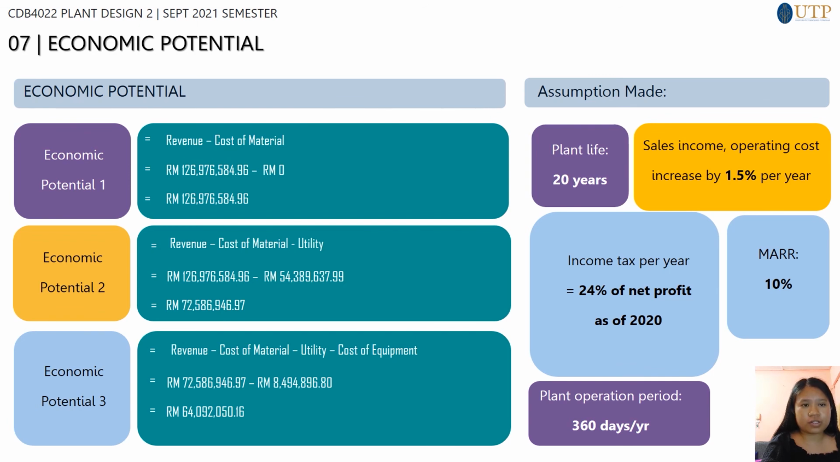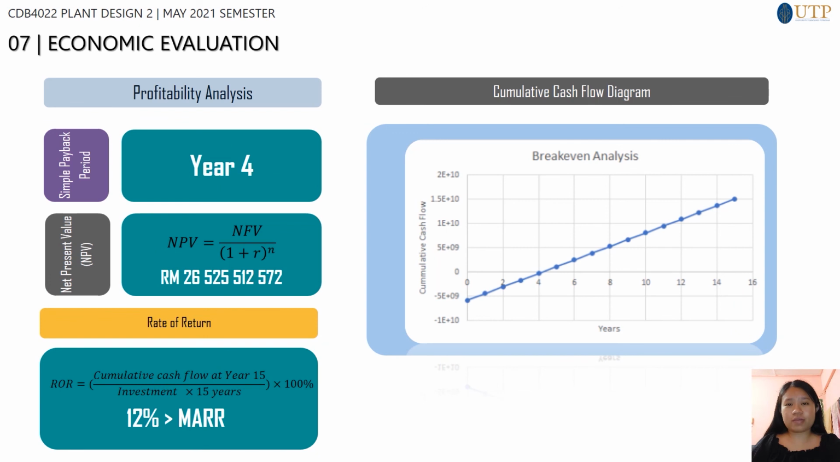First, for economic potential, as the EP3 is still a positive figure, it means that the plant is able to generate around RM64 million per year, which makes the plant profitable and good for investment. Next, for profitability analysis, after plotting the cumulative cash flow diagram, it shows that it takes 4 years to earn back the initial investment, while the cumulative cash flow shows a positive increase, which indicates that this project is economically feasible. Next, the net present worth, NPW, also shows a positive value at the end of the project life, which means the project is profitable.